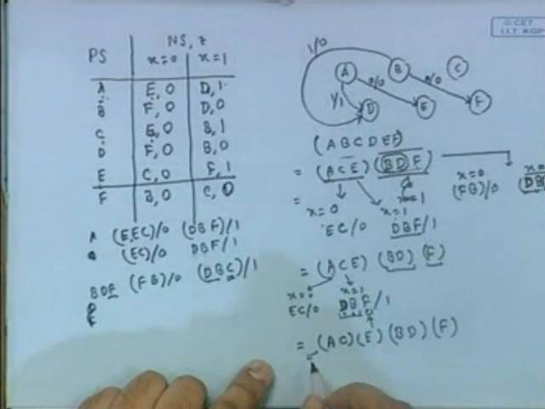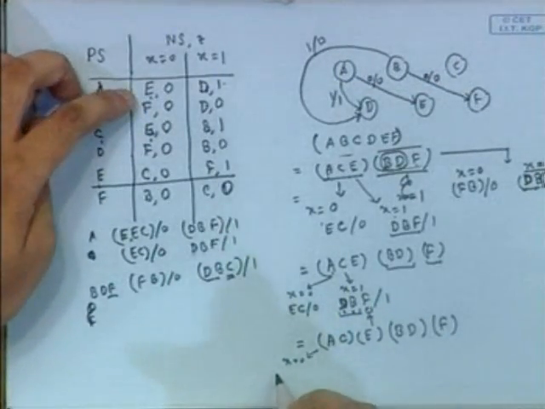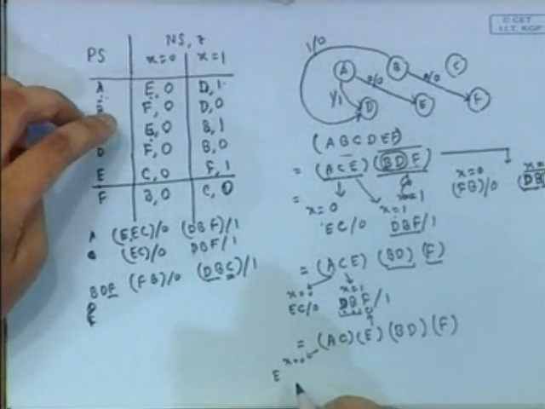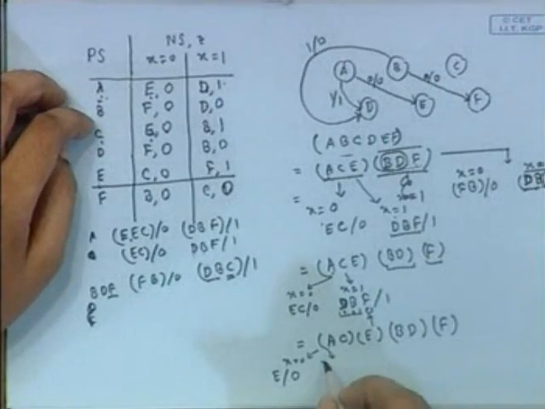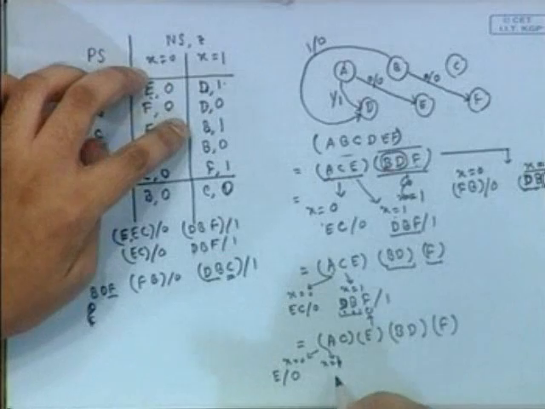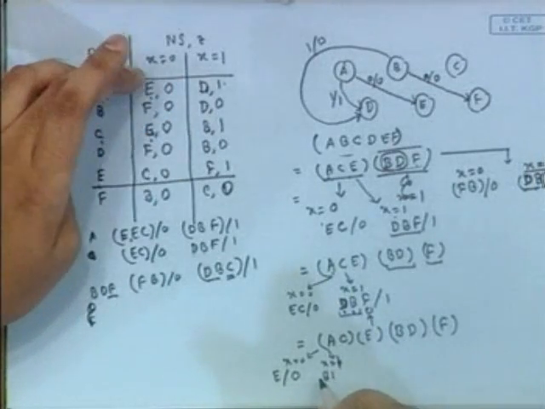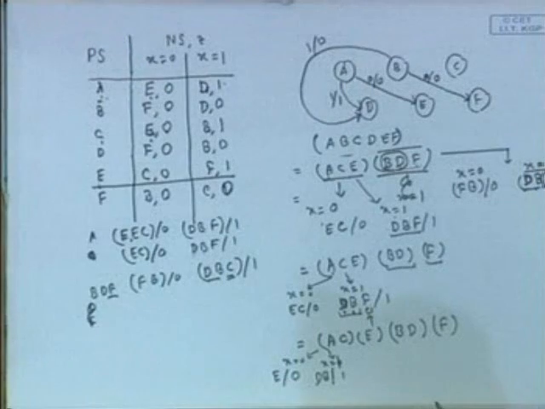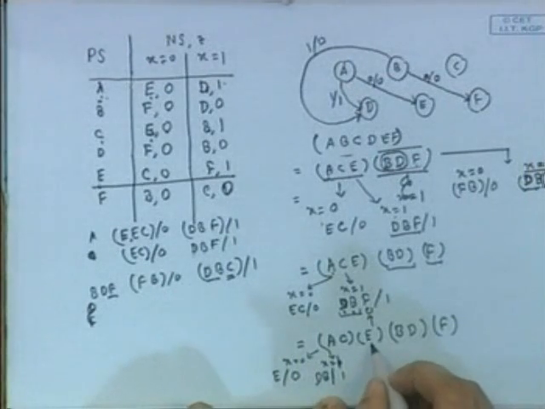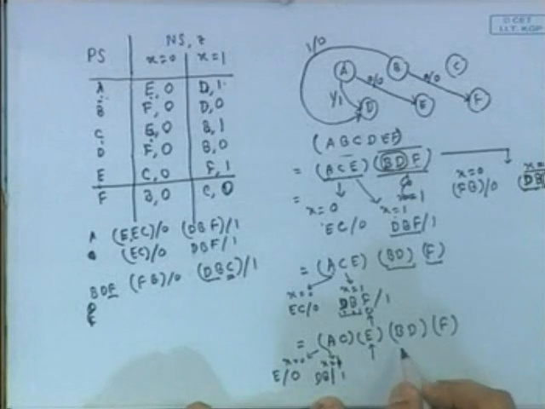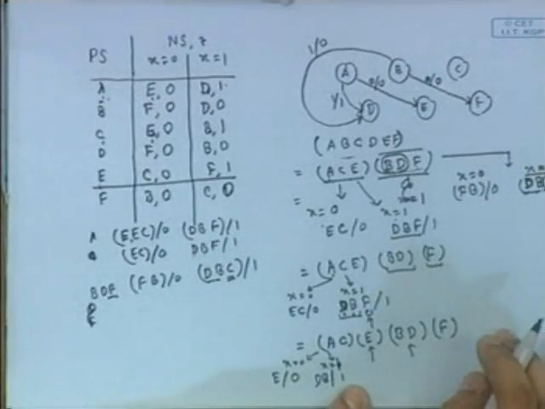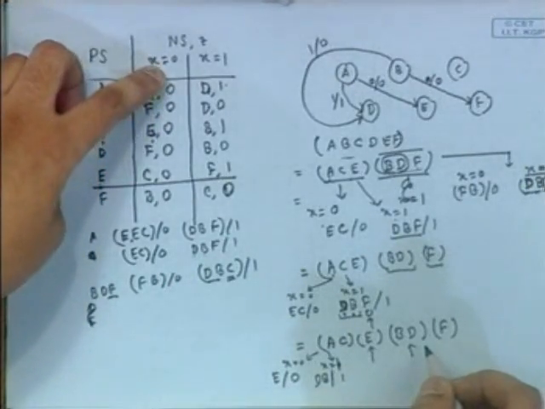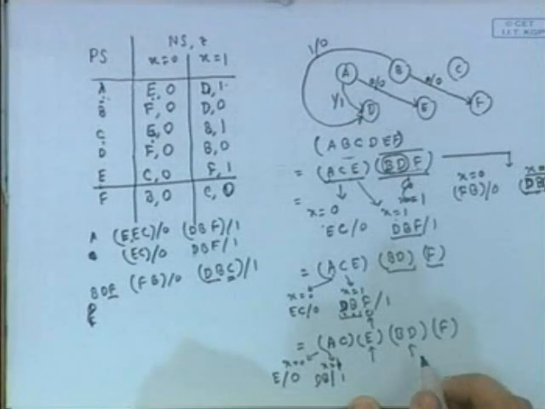Okay. Now for AC, what will you do? For AC, if we apply x equal to 0 input, for both the cases you go to E, A and C, and for x equal to 1 input, you will go to B or D, with the output of 1. Okay. The E you cannot refine further, it is already one element. For BD, you will see whether you can refine BD or not.